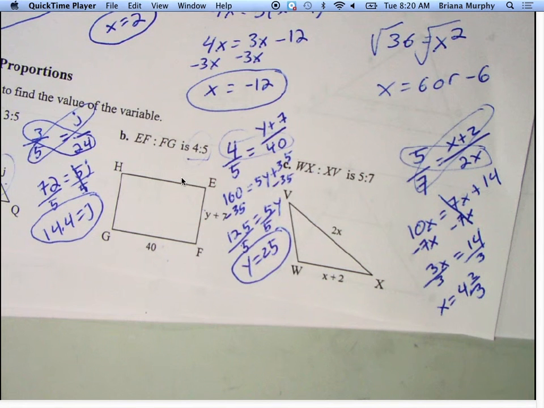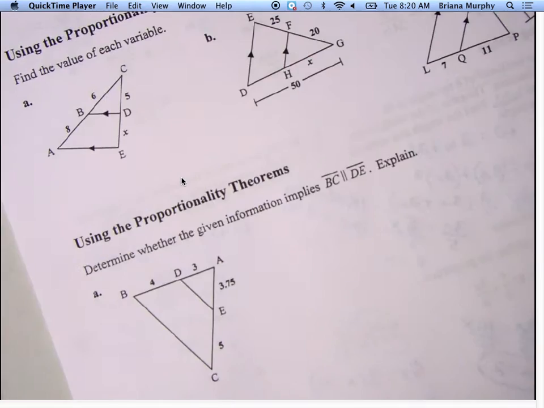Okay, there's a couple in the back I would like to do. Do we have to do the whole back? We do not have to do the whole back. Thank you. We're going to do 2.